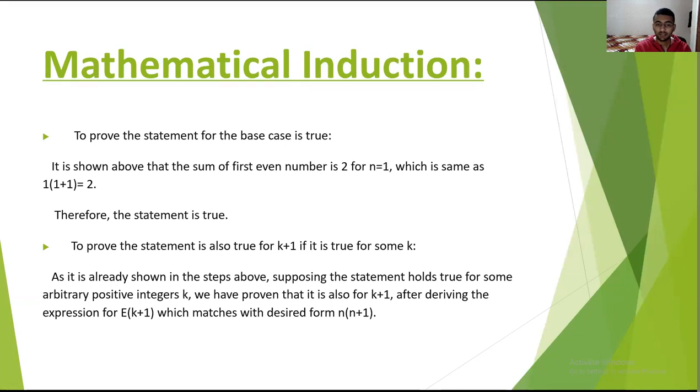To prove the statement, the base case is true, as shown above: the sum of the first even number is 2, and therefore the statement is true. As already shown in the steps above, supposing the statement holds true for some arbitrary positive integer k, we have proven that it is also true for k plus 1, after deriving the expression for E k plus 1, which matches the desired form with n equal to k plus 1.